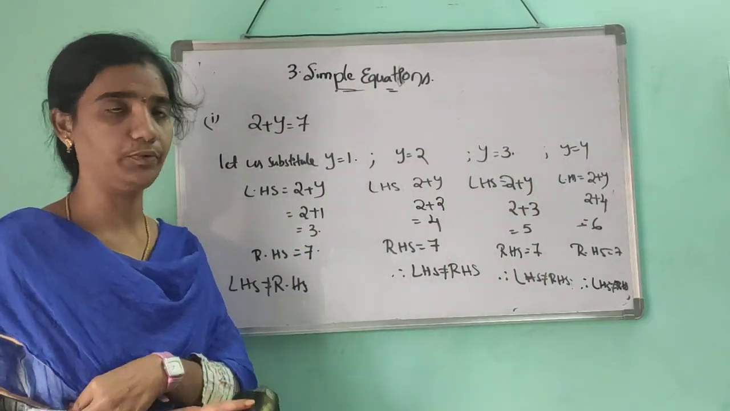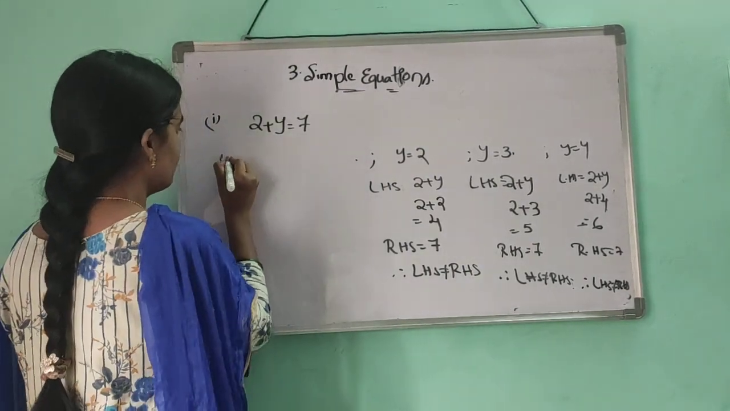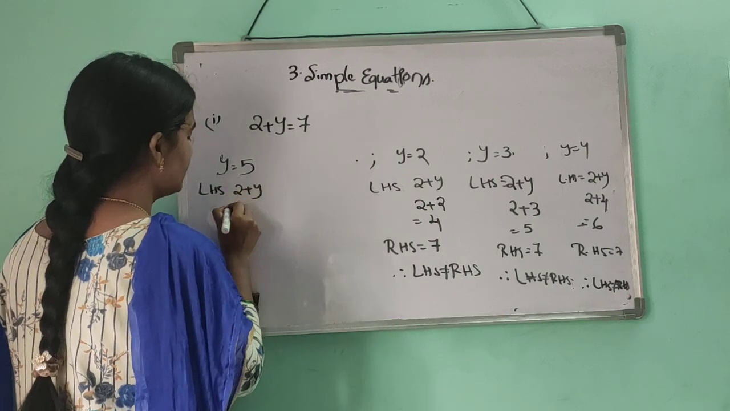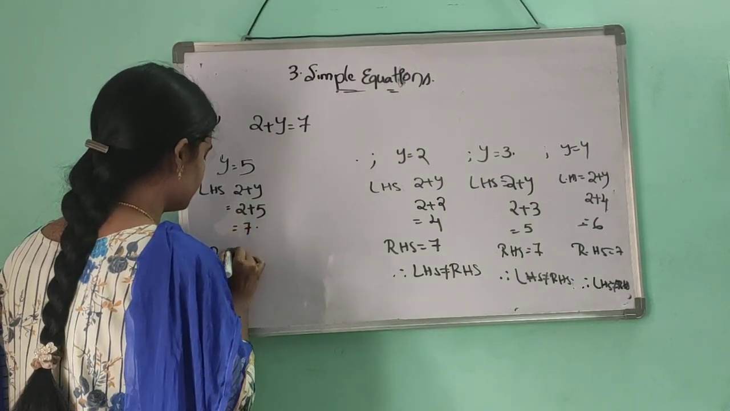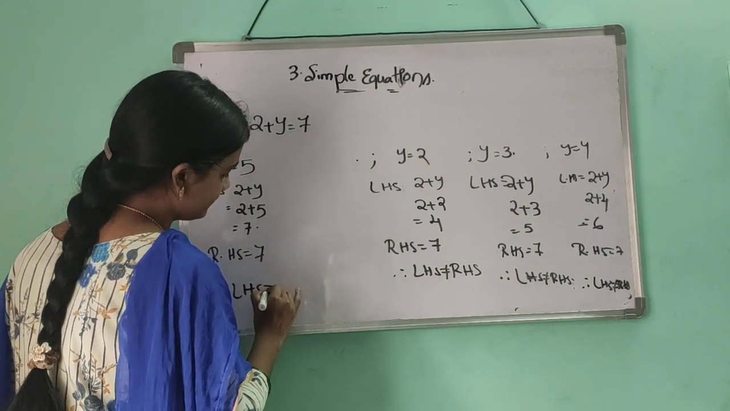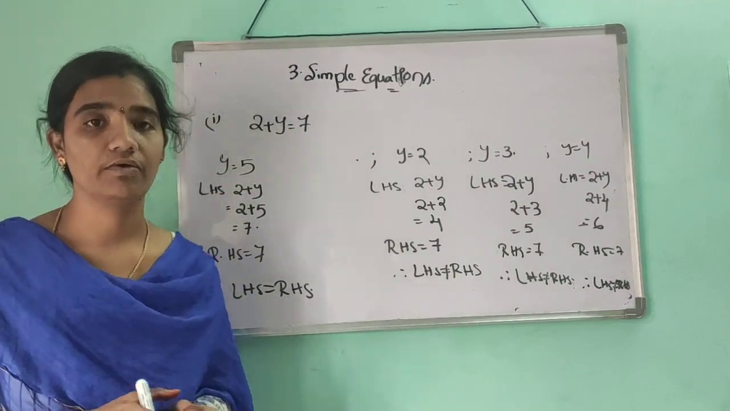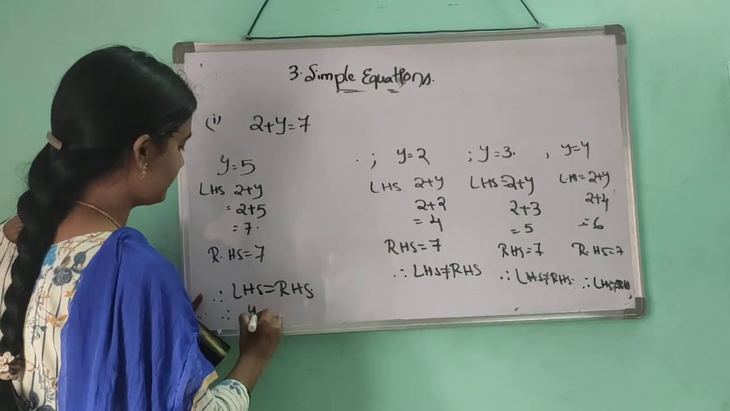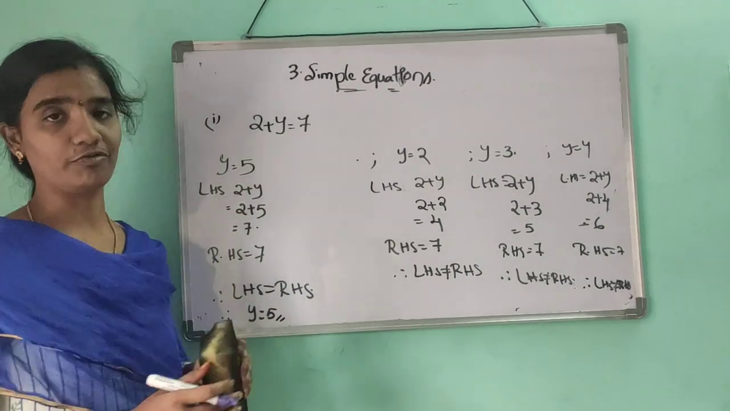Let's check with 5. Let us substitute the y value 5. LHS equal to 2 plus y, that means 2 plus 5 equal to 7. So LHS is equal to 7, RHS is equal to 7. So LHS equal to RHS. Now we write the solution: y equal to 5.